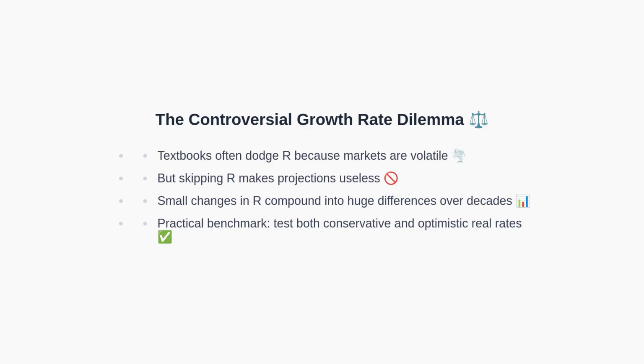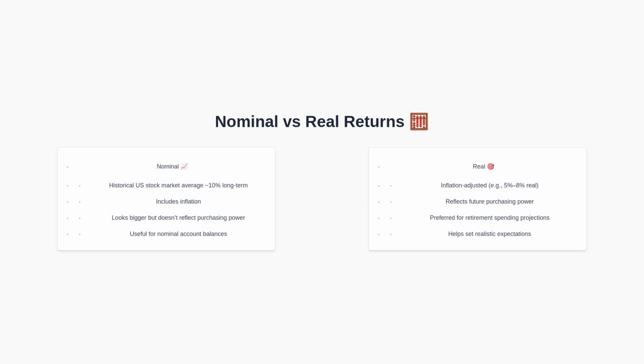Next, let's clarify nominal versus real returns so your projections reflect purchasing power. Nominal returns include inflation, and often average near 10% over very long horizons for broad stock indexes. Real returns, in contrast, subtract inflation, and therefore better reflect purchasing power. For retirement planning, real returns are typically more informative, because what matters is how much your savings can buy. As guidance, many professionals test real rates around 5 to 8% to form a realistic outcome range.